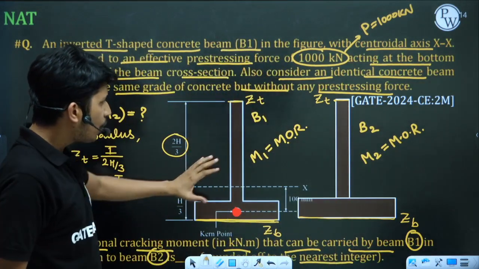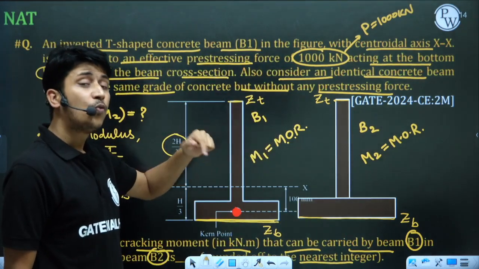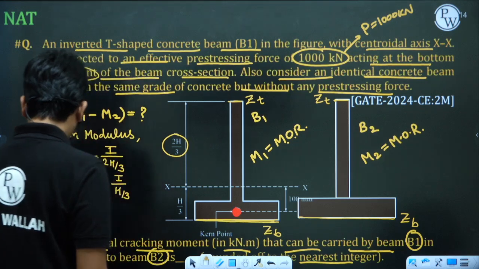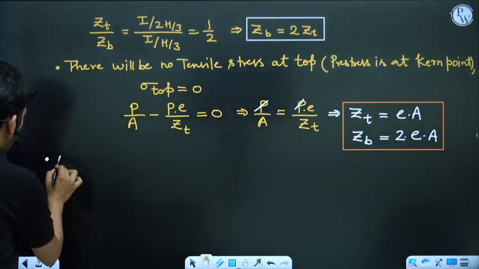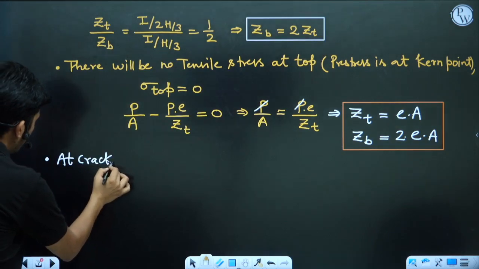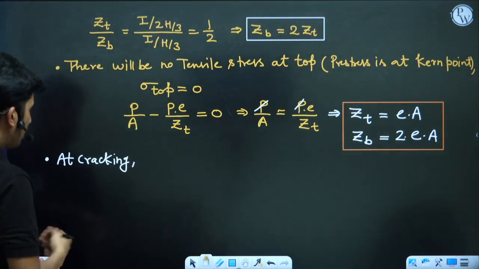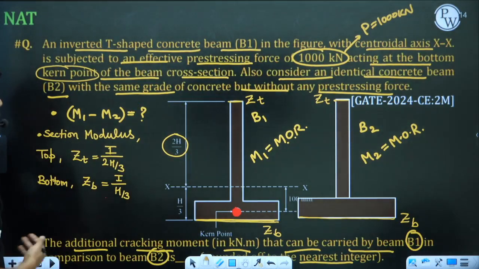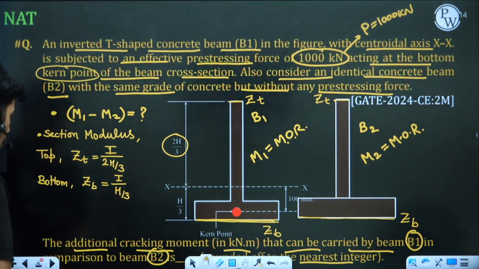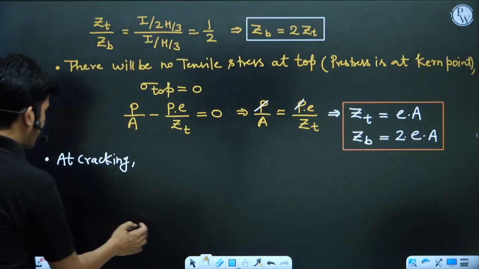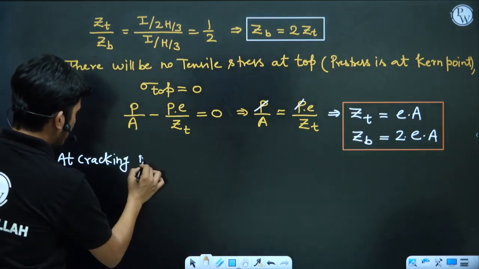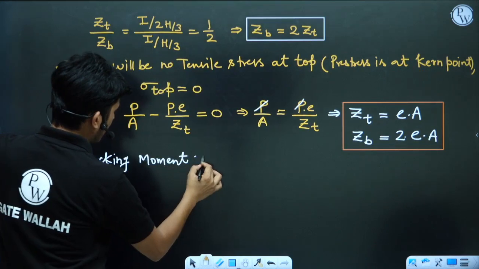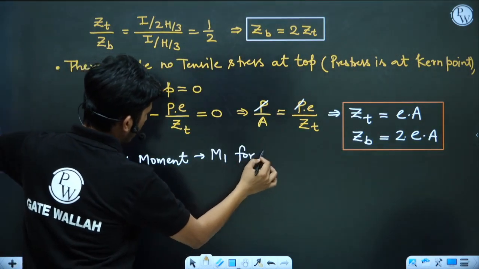Now we have to calculate the moment of resistance of this beam up to what condition? Up to cracking condition, without any cracking, because it is written here without any cracking. So let's see. At the cracking moment, that is M1 for beam B1.